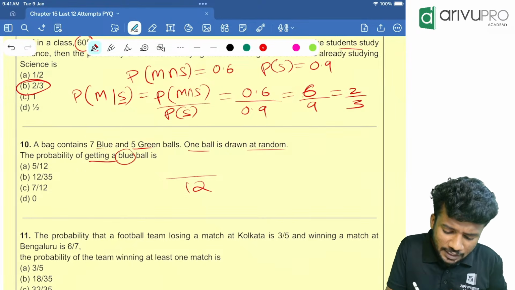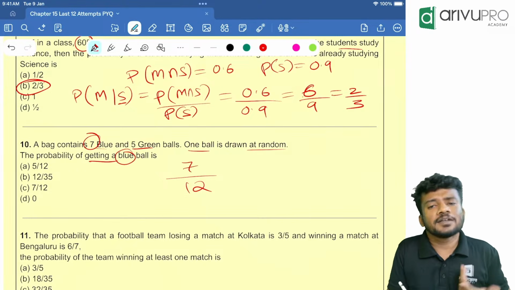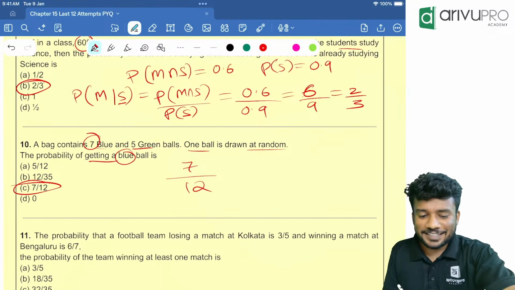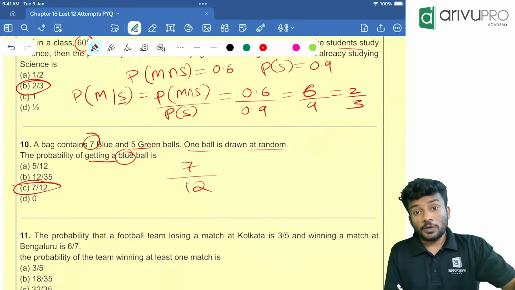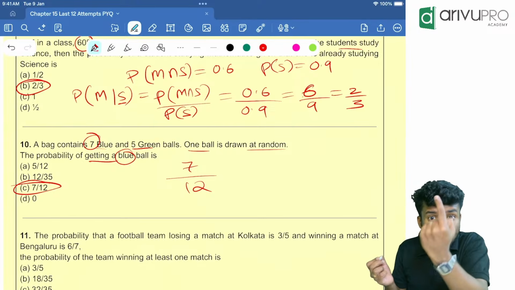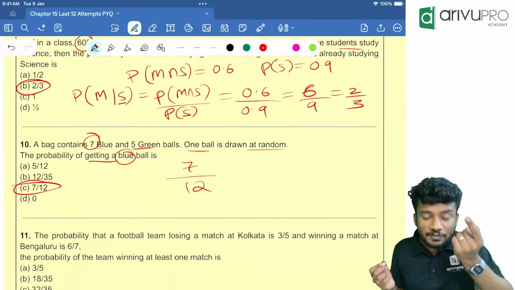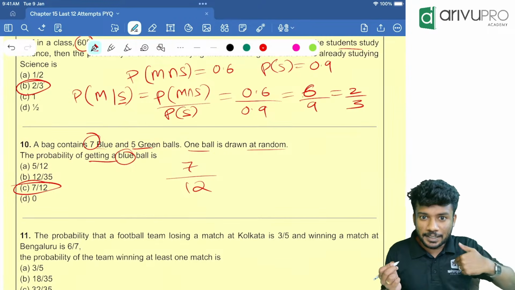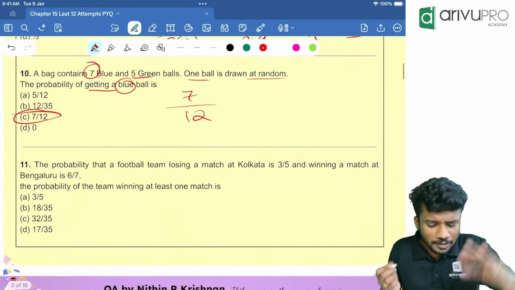Then what are we selecting? Blue ball. How many blue balls are there? 7 blue balls are there. So the answer is 7 divided by 12. Right answer. So if you are thinking in the combination way, you will take it as 12C1. From 12 balls, I am selecting 1 ball. Then from 7 blue balls, I am selecting 1 ball. So 7C1 will be the numerator, 12C1 will be the denominator. Or you can directly write like this.